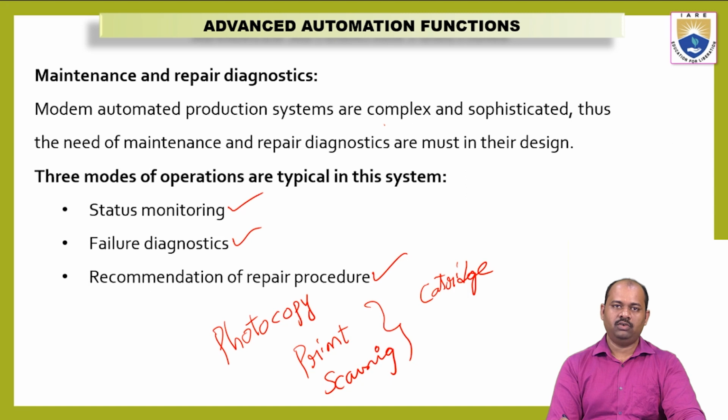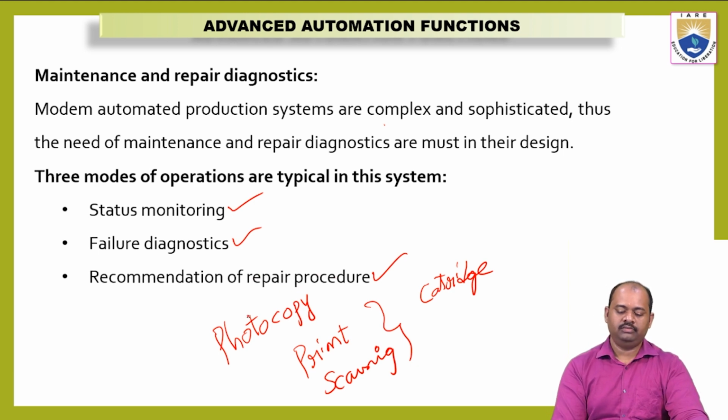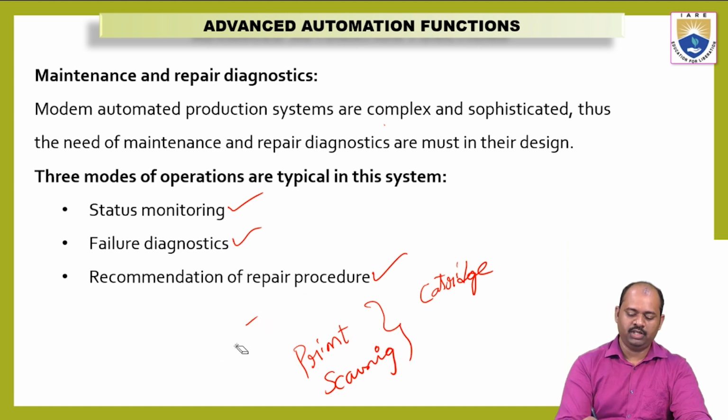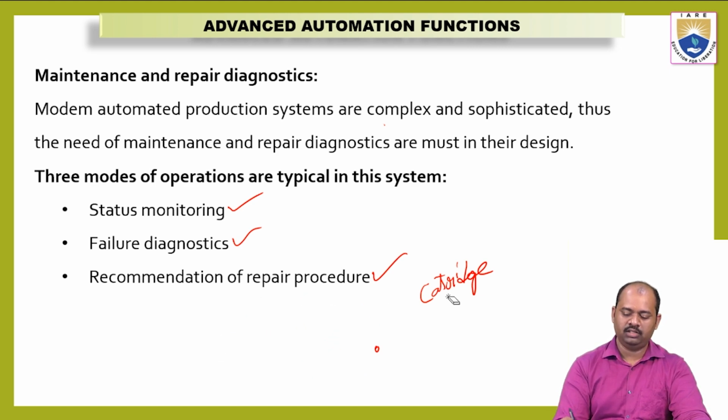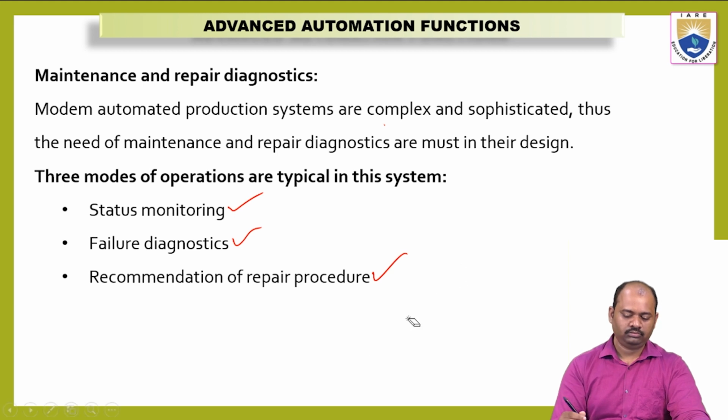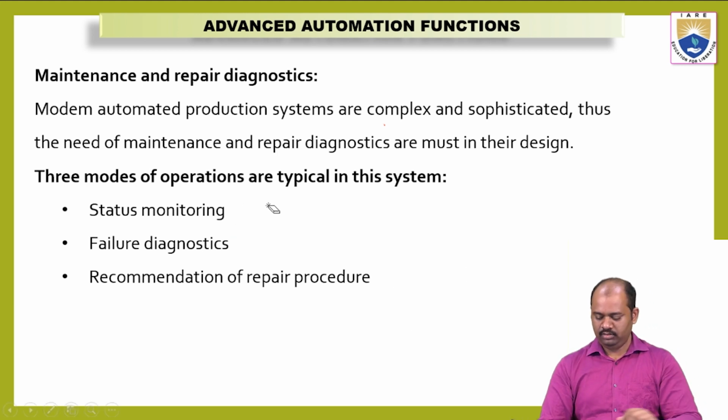Or sometimes it will show that the scanning glass should be cleaned. The scanning glass inside the scanner should be cleaned in order to get better scanning of the documents. These are some examples of recommendations of repair procedures. The system itself will recommend what kind of repairs should be done, or what kind of errors have happened in the system. So these are some of the recommendations given by the advanced automation system.